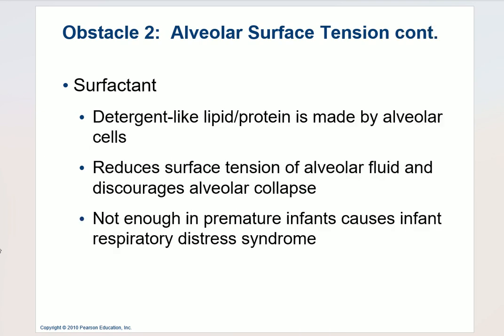So what is surfactant? You can read through these, and I'll read through them for you. It's a detergent-like lipid protein made by alveolar cells. Surfactant reduces surface tension of alveolar fluid and discourages alveolar collapse. Some infants that don't have enough surfactant can develop something called respiratory distress syndrome. This happens in premature infants. Usually they don't have enough surfactant and they can go into respiratory distress.